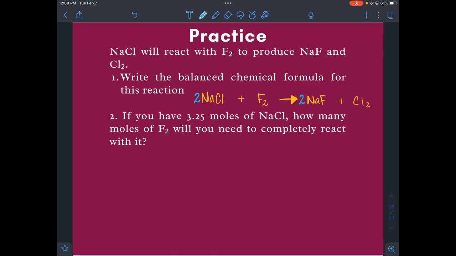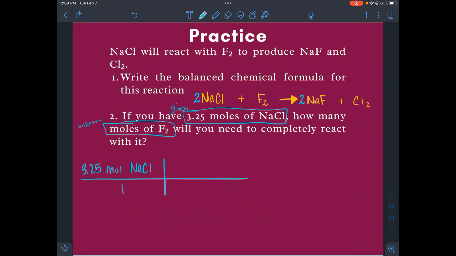All right. The question here says if you have 3.25 moles of NaCl, that I'm going to label right now as my given, how many moles of F2, that's what we're looking for, that's our unknown or our find, will you need to completely react with it? Okay, so we start by putting what we know in the upper left. 3.25 moles of NaCl. That unit comes down diagonal, moles of NaCl, and what we're looking for is moles of F2. That is my unknown.